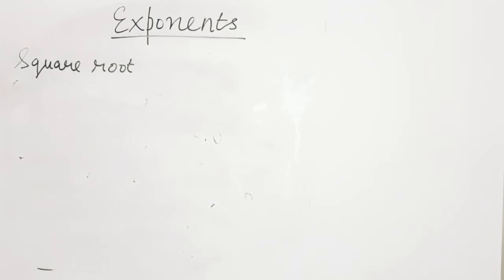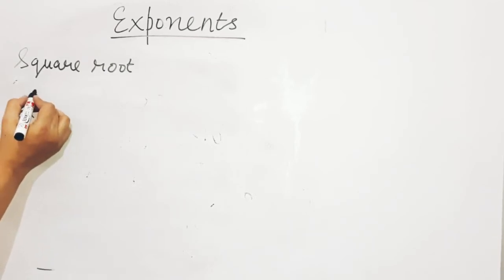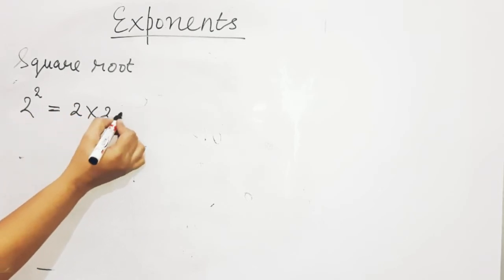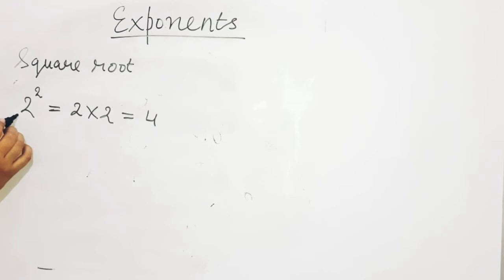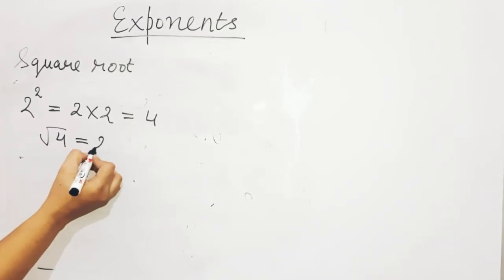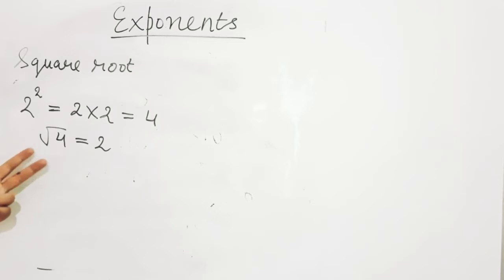For example, what is the square of 2? Square of 2 means 2 to the power of 2. You will multiply 2 how many times? 2 times. So square of 2 is 4. And what is the square root of 4? Square root of 4 is 2. That is, which number multiplied two times gives 4? So the square root of 4 is 2 and this is the symbol of square root.